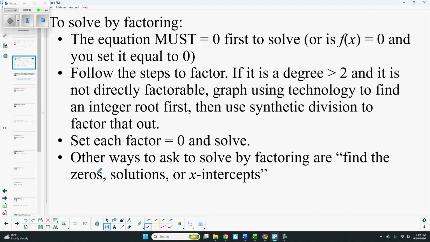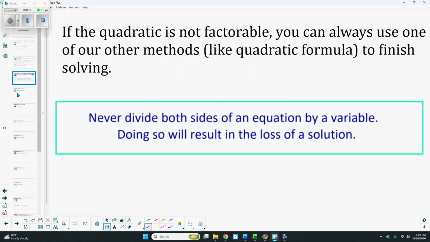Other ways they might ask you to solve might be find the zeros, find the solutions, find the x-intercepts, or even find the roots. If it's not factorable, you could use other methods like quadratic formula to finish. But what we're going to make sure we do is, when we divide both sides of an equation by something, we don't ever get rid of variables. So if we were going to divide both sides by x, it doesn't go away. It just goes on the outside. It becomes a factor on the outside.